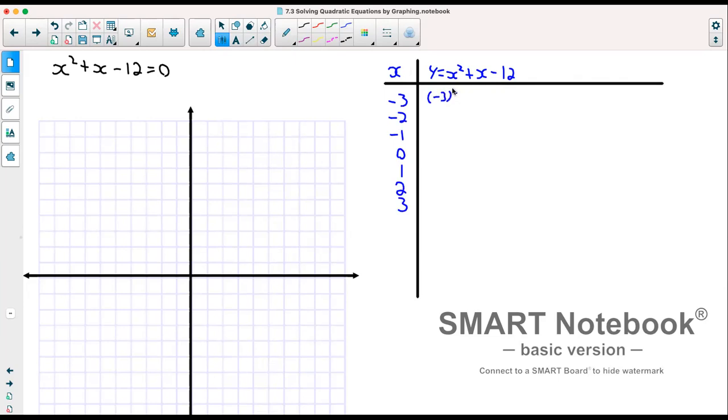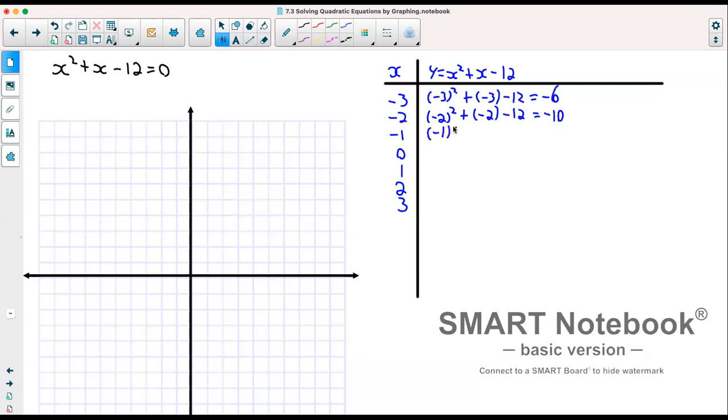So we have -3 squared plus -3 minus 12. -3 squared is 9. Minus 3 would be 6. Minus 12 gives us -6. Next, we have -2. So -2 squared plus -2 minus 12. -2 squared is 4. Minus 2. So this gives us -10.